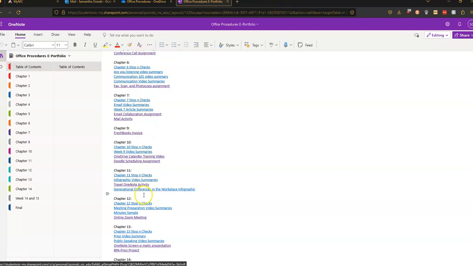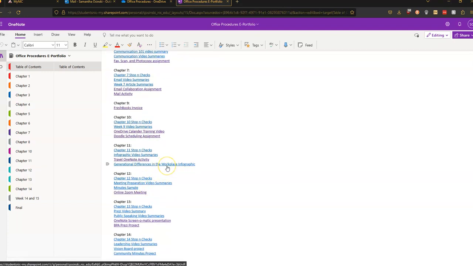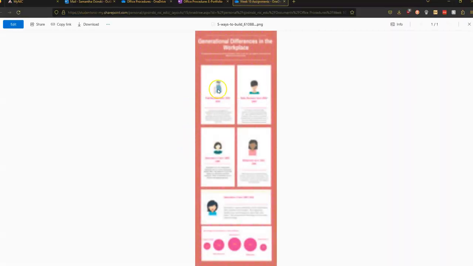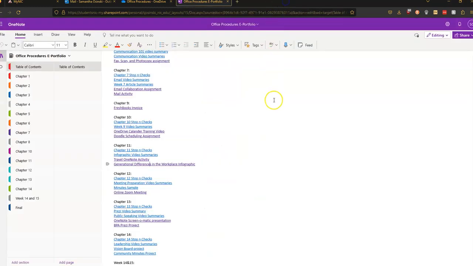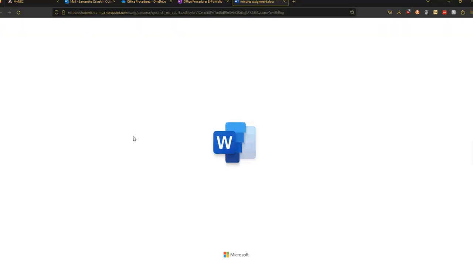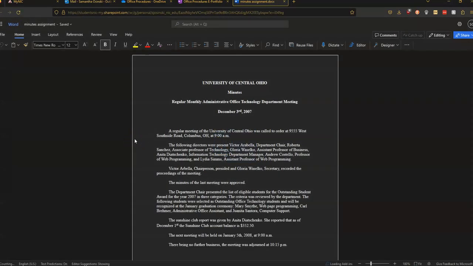And then the next assignment was an infographic about the generational differences in the workplace. We had to do research on all the generational differences and what makes them different and put it into one infographic. And then next was a minute sample. For this one, we just had to make sure all of the margins and spacing and all of that was good.